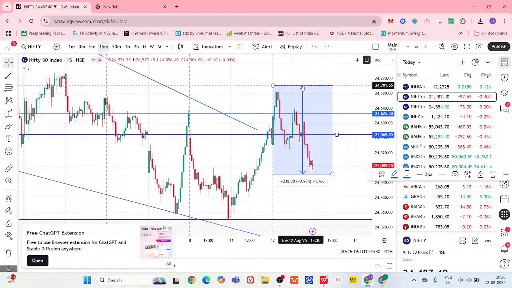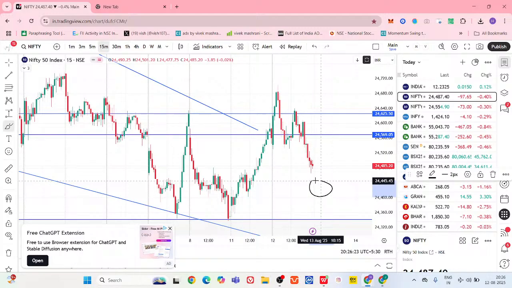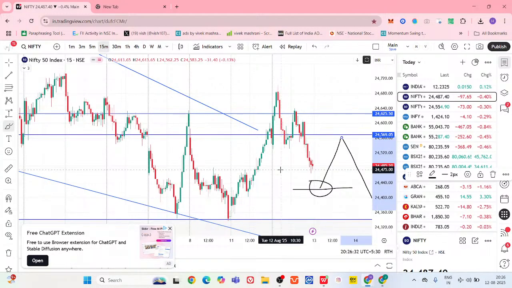So tomorrow, what am I expecting? Many of my people were asking me what I am expecting for tomorrow. As I understand, market possibly can open somewhere over here. There is a possibility that it will open, go back, retest this level, and then come down. Or if it opens over here, I expect a move down. So this is my expectation for tomorrow. The clear levels, I will share after some time.